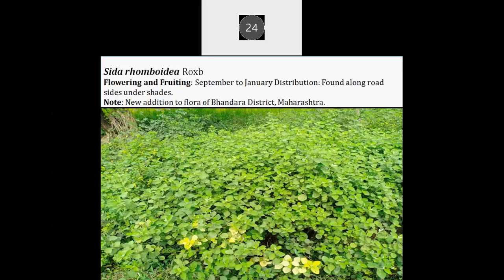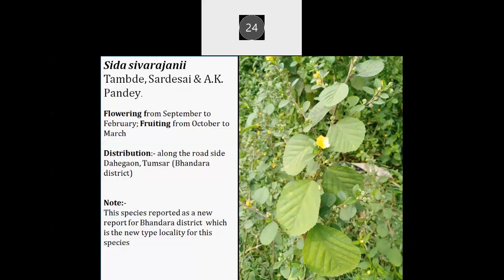See the huge vegetation of this, that is Sida rhomboidea, a new addition to the flora of Bhandara district. The flowering period is September to January, and the distribution is along the roadside under shady places. This plant was collected from Mohadi Tehsil, and I found mostly 4 to 6 habitats where there is luxurious vegetation of this plant. So I took this plant and examined it in detail under the microscope for mericarp observation. Then it was identified as Sida rhomboidea. Next slide, ma'am.